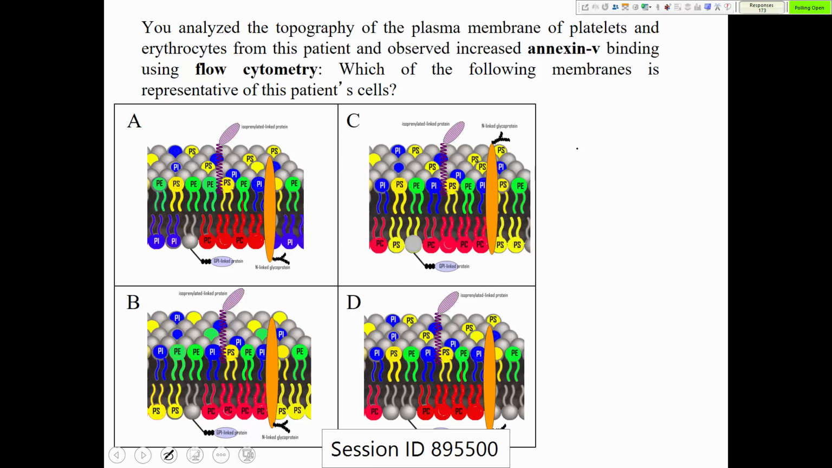So this is GPI-linked protein. This is N-linked glycosylated protein. This is a GPI-linked protein, like P50, like CD59, and this is an N-linked glycosylated protein. Here's your GPI-linked protein. Here's your N-linked glycosylated. Help you?